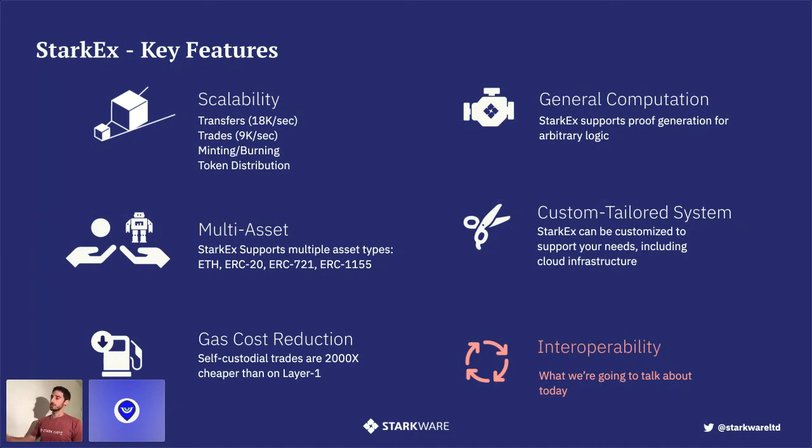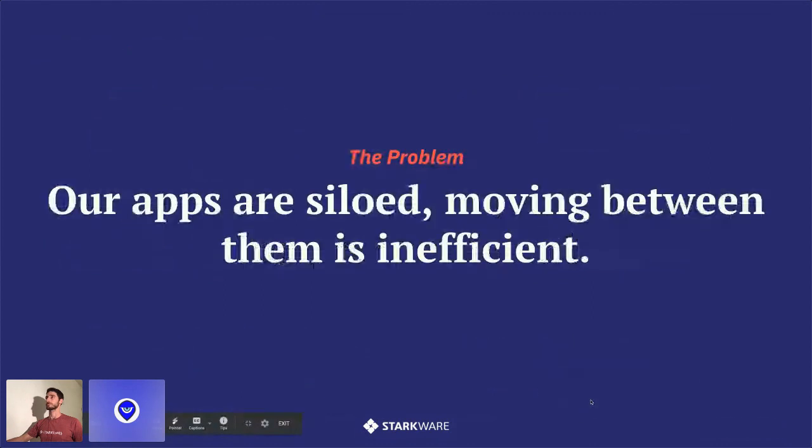And the last feature is what we're going to talk about today, which is interoperability between StarkEx systems. So let's first understand what the problem is. The problem is that our apps, which are deployed on mainnet, in the naive implementation, are siloed, and moving between them or moving to layer one is inefficient.